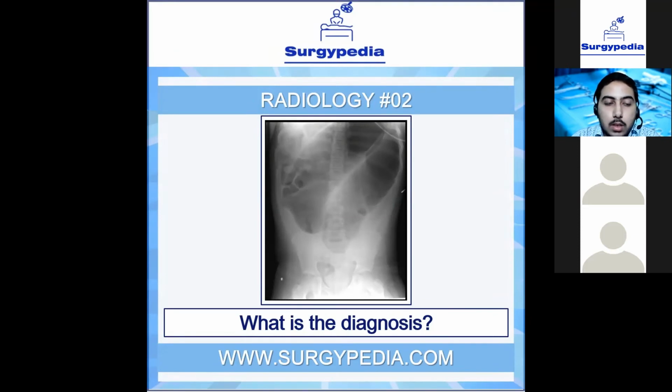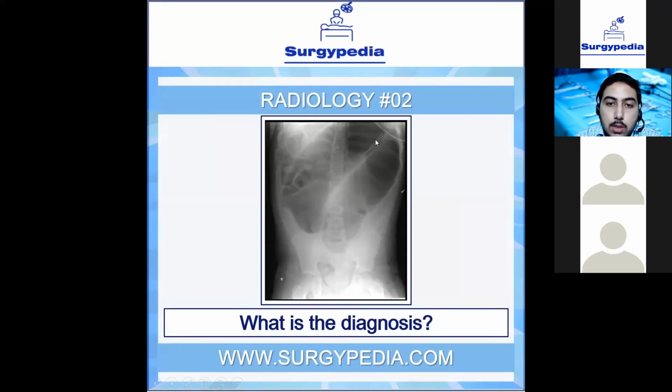Yes, so we got correct answers again. So sigmoid volvulus, absolutely correct. And the sign is known as coffee bean shaped because it looks like a coffee bean. I have showed you one coffee bean when we have talked about sigmoid volvulus inside the app. So this looks like a coffee bean.